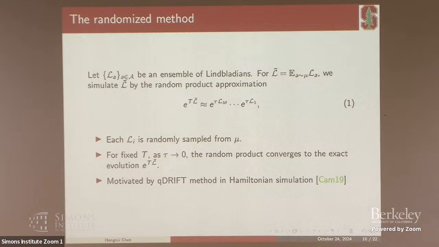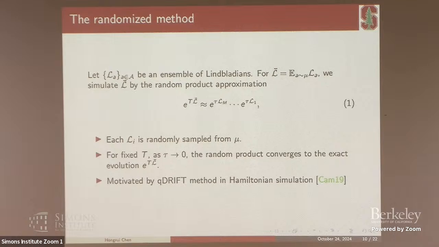The idea is that we can decompose the evolution of L-bar into many steps of short-time evolution. And for each step, we randomly sample an L_a from the ensemble, and then run a short-time evolution of this L_a. So we can repeat this for m steps. And if we consider a fixed evolution time and take the step size to go to 0, this random product approximation will converge to the exact evolution e^{tL-bar}.